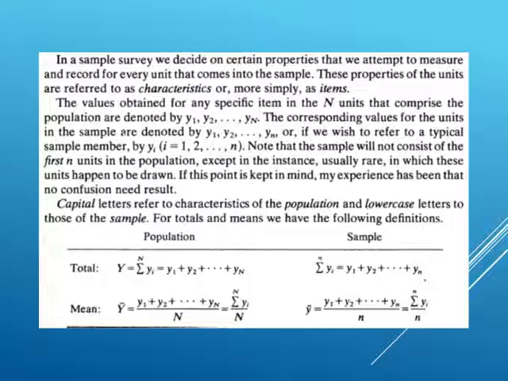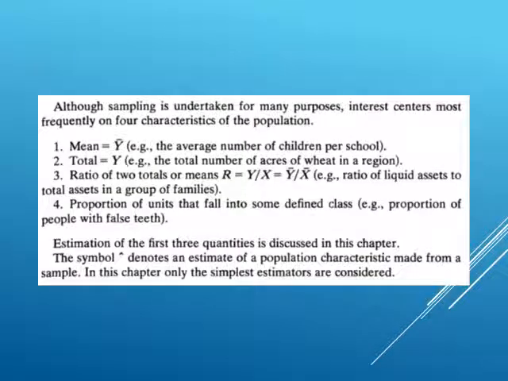Capital letters refer to the characteristics of the population and lowercase letters to those of the sample. For totals and means, we have the following definitions. As shown in the table, we have the formulas for the population and sample total and mean. Although sampling is undertaken for many purposes and interests, it centers most frequently on four characteristics of the population. The first one is the mean, which is denoted by Y bar.